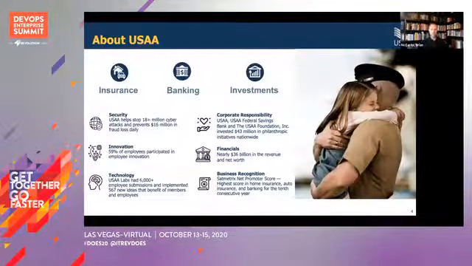USAA, just a little bit about what we do. We provide a full range of insurance and banking investment products to the military community, like I mentioned. We are now a Fortune 100 organization and steadily growing. We do have a very large security and innovation practice at USAA, which does translate to a fairly large technology landscape that we're going to talk about here just a little bit more.